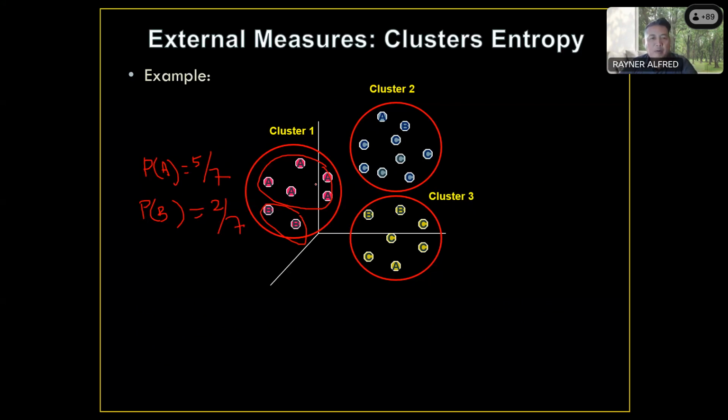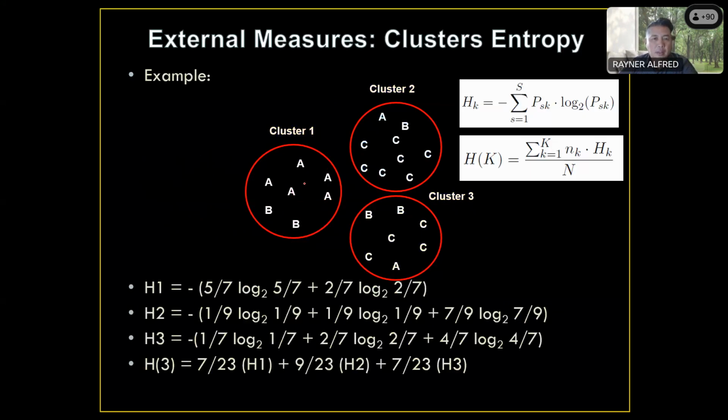So the entropy for cluster 1 would be, we use this formula. This one looks at the probability of each of the labels. Basically, cluster 1 has 2 types. So we have 5/7, this is for the A, and this is for the B.